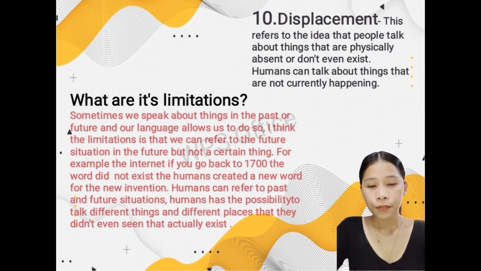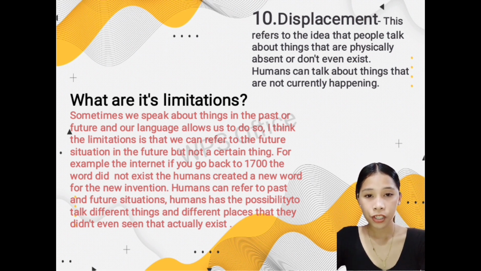Displacement. This feature refers to the idea that people have the ability to talk about things that are spatially and temporally remote. Why should this feature not be included in the list, and what is its limitation?